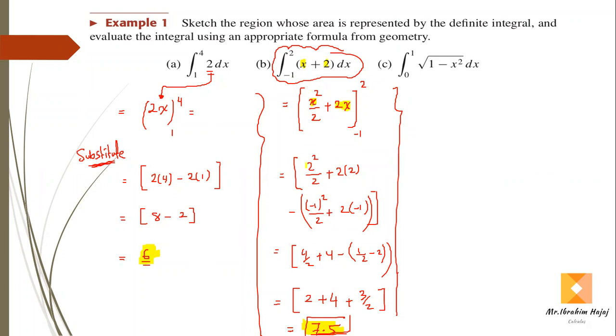Integrate first, okay, and then substitute here. We should integrate before we do anything, right? Yeah, sure. Integrate first and then substitute the upper limit minus the lower limit.